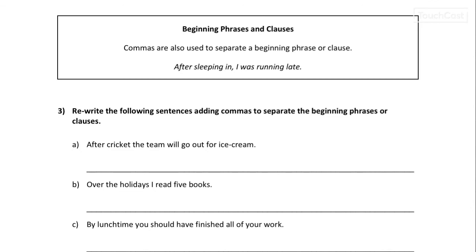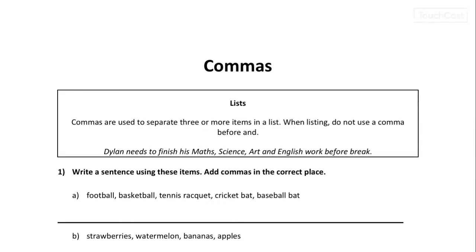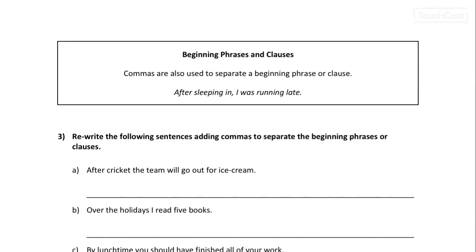So a beginning phrase is what I just spoke about. In May, I may, blah, blah, blah, whatever was in the poem. This one here, let's quickly look at it. That one there. Down here though, we've got a few more examples. So let's have a look at the example up the top here. So I want to look at this example. This person could have just written, I was running late, but they've added a beginning clause to say why they were running late. After sleeping in, I was running late.